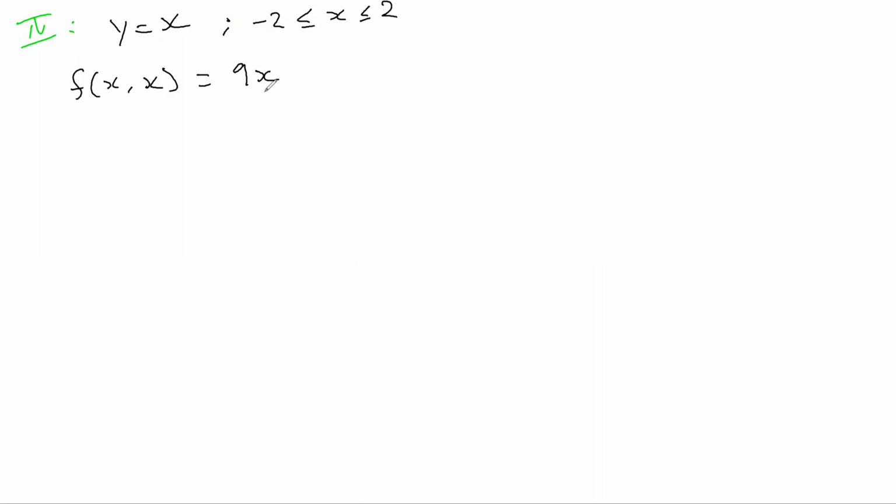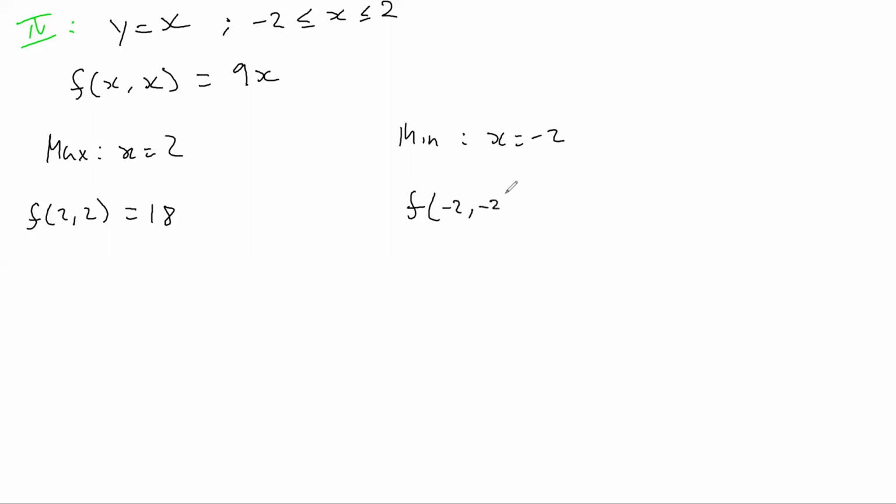All right, so now looking at this question, since 9x is a linear curve that slopes upwards, we can say that the max value is going to be when x is equal to 2, and the min value is going to be when x is equal to -2. So the max value is f(2, 2), which is 18, since f(x, x) is 9x. And the minimum value is going to be f(-2, -2), and that's going to be -18.